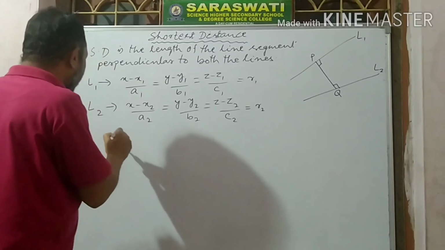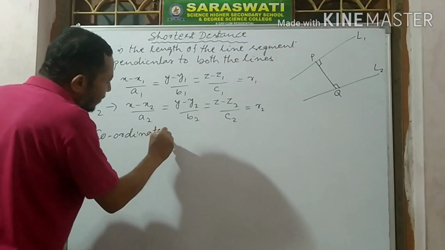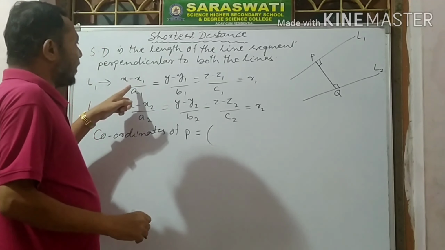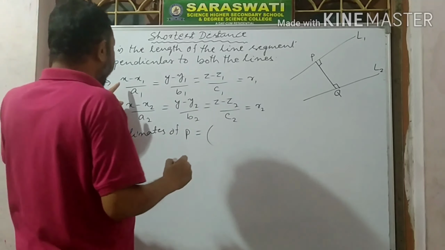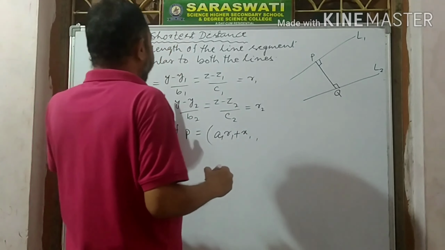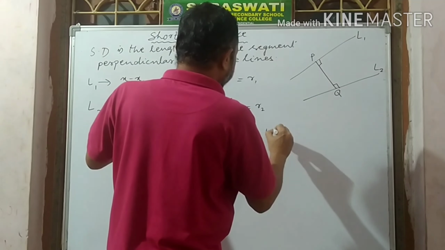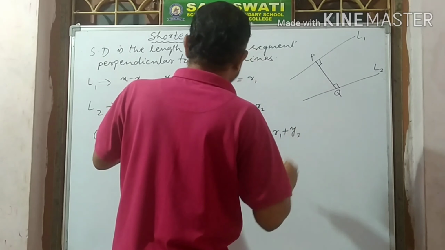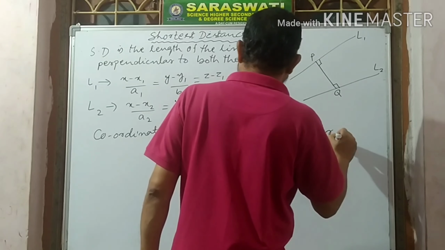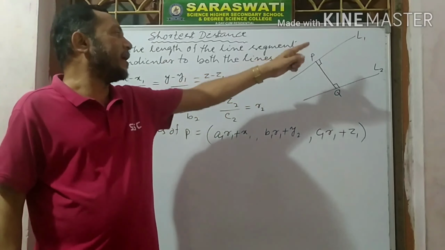That means the coordinates of point P are given by, you see here, equating the first term to R1, we have x is equal to a1 R1 plus x1. And then equating the second term to R1, we have y is equal to b1 R1 plus y1. And equating the third term to R1, we have z is equal to c1 R1 plus z1. So, these are the coordinates of point P.